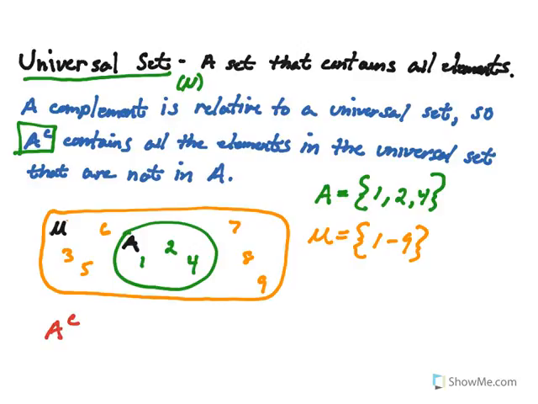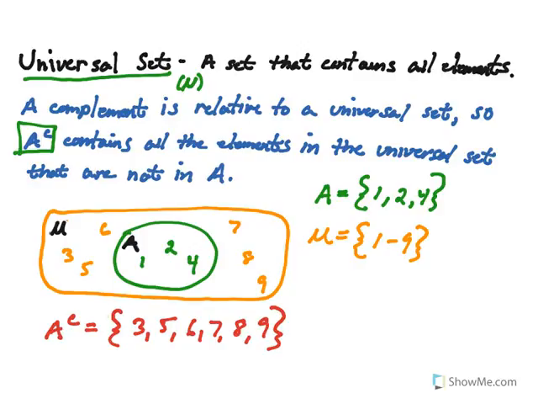Again, we want to do that by identifying all of the elements that are in the universal set, but they're not in set A. Well, if you clearly look at that, the elements that are not in set A will be these numbers: 3, 5, 6, 7, 8, and 9.